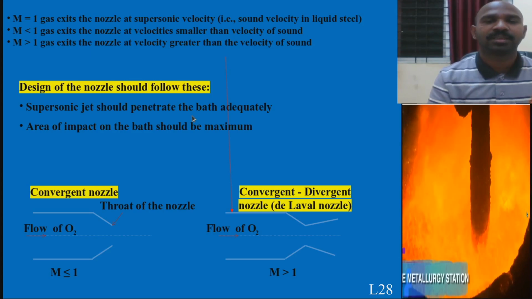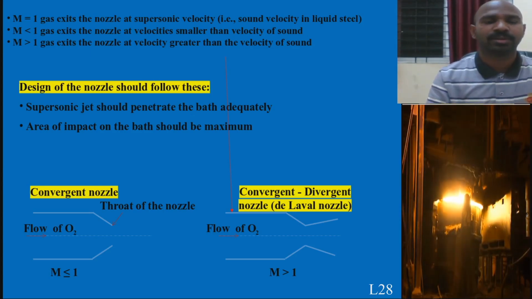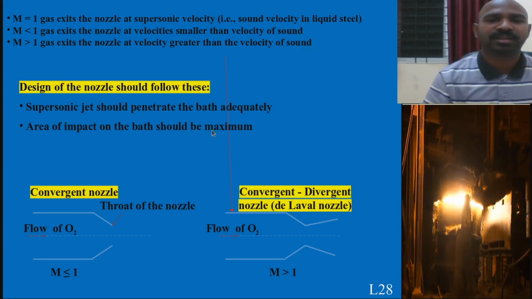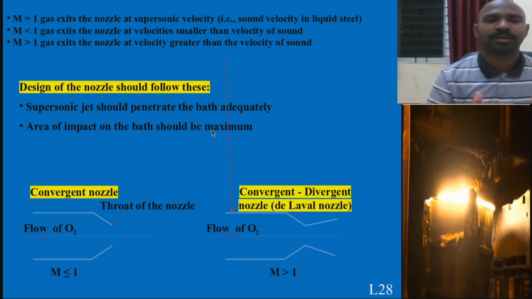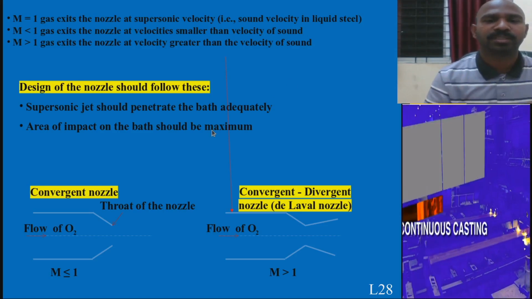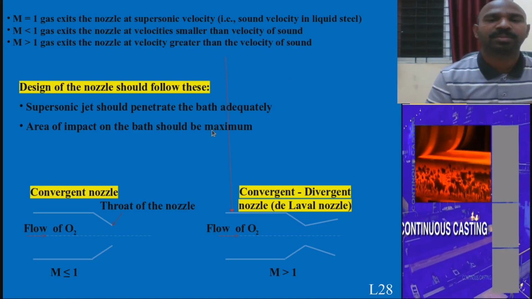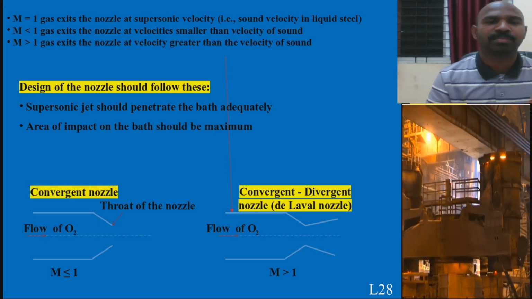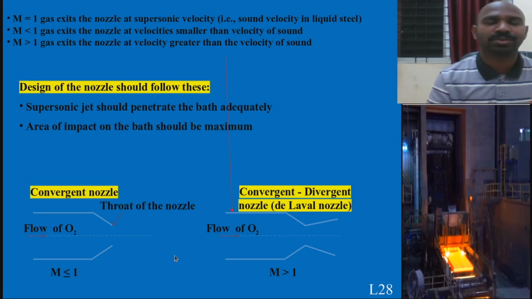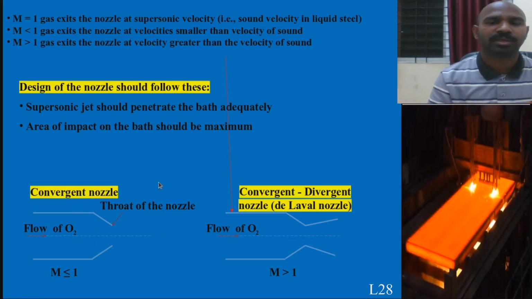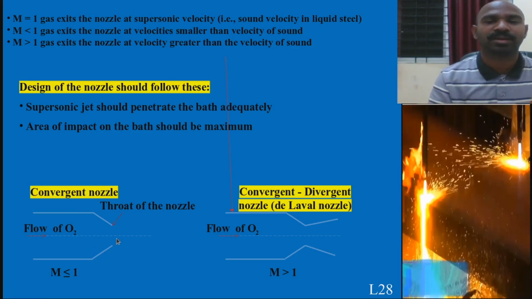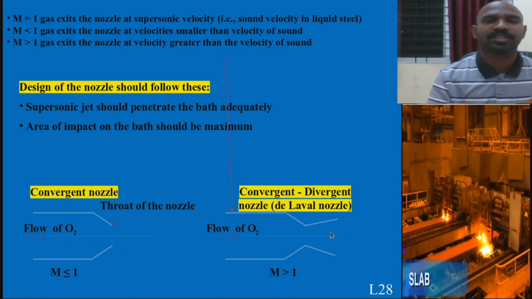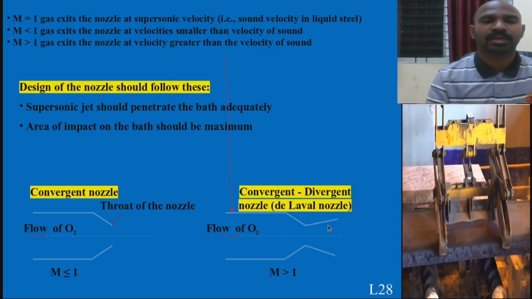It should not hit the wall of the molten metal converter, and the area of impact should be maximum in the radial direction and axial direction, so that you will get optimum results, optimum stirring and homogenization of the steel quality. And there are two types of nozzles in practice in the industries. One is the convergent nozzle, the other is the convergent-divergent nozzle.